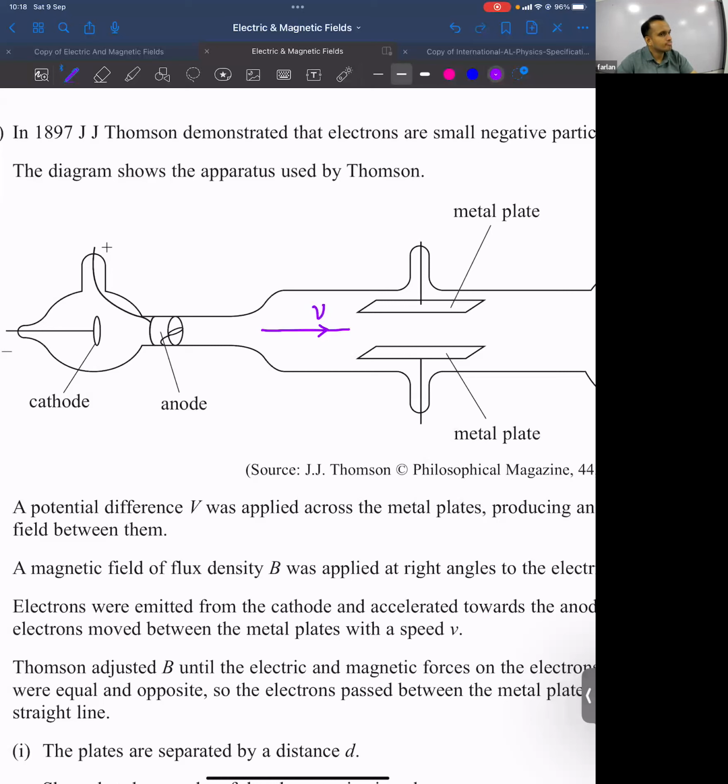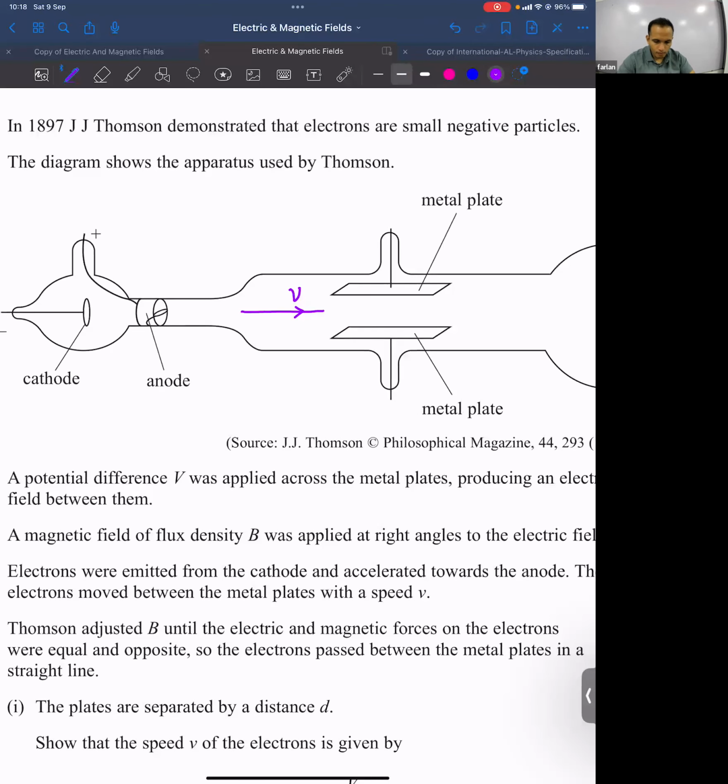Now, these metal plates, one is a positively charged plate and the other one is negative, because they say there is an electric field between the metal plates. So by default, this negatively charged electron will try to get attracted to the positive plate and it will try to bend towards the positive plate. Correct? That would have been the case if there was only an electric field, right?